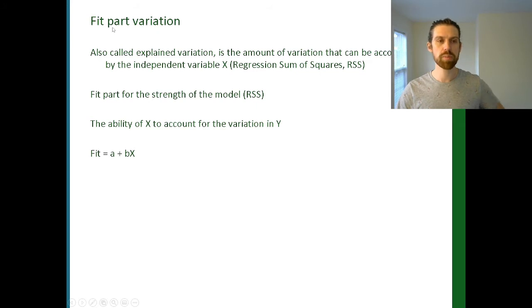So the fit part is also called the explained variation. It's the amount of variation that can be accounted for by the independent variables that we put into the model. Okay, so we have this dependent variable y, then we have this x variable or other x variables that we put in that then explain that part. It's the amount that's fitted in the model that gives us the amount of variation that our model is able to explain.